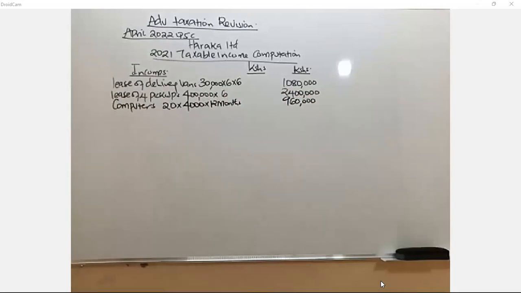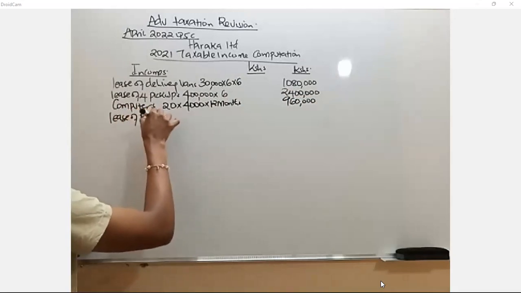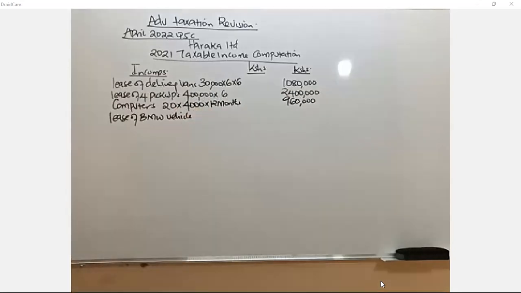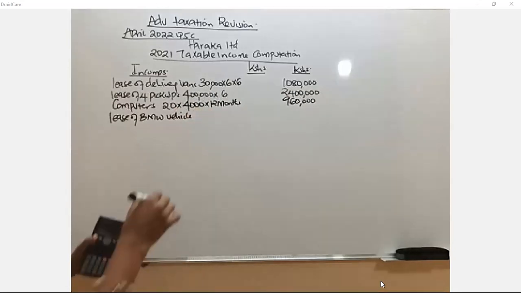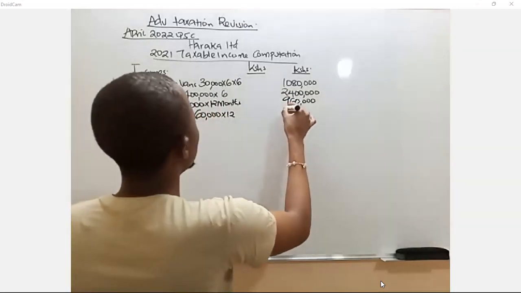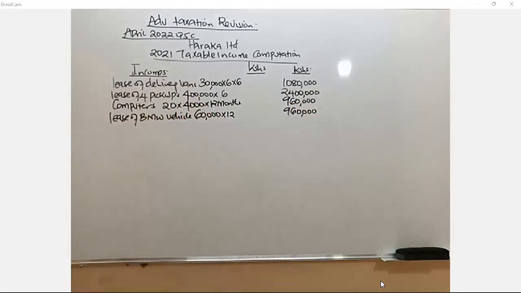Next, after the computers, we are being told a BMW vehicle is leased for use by one of its directors at a monthly lease charge of 60,000. So in that case, the lease of the BMW vehicle is being charged at how much? 60,000 times 12, getting 720,000.